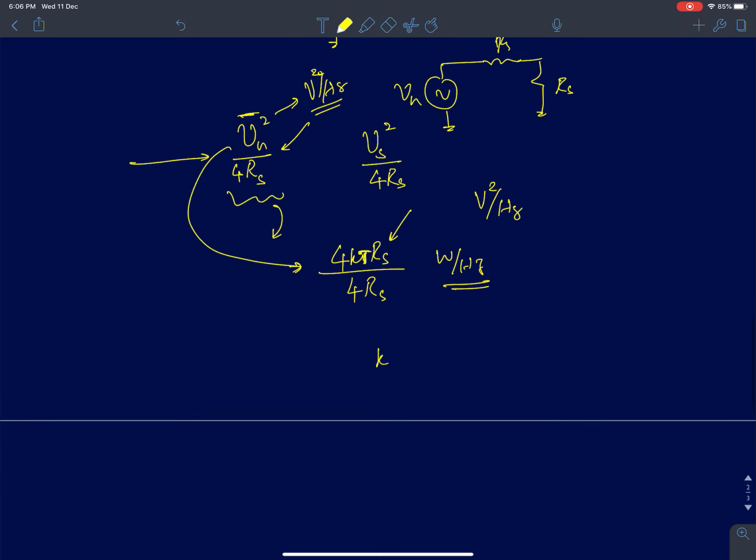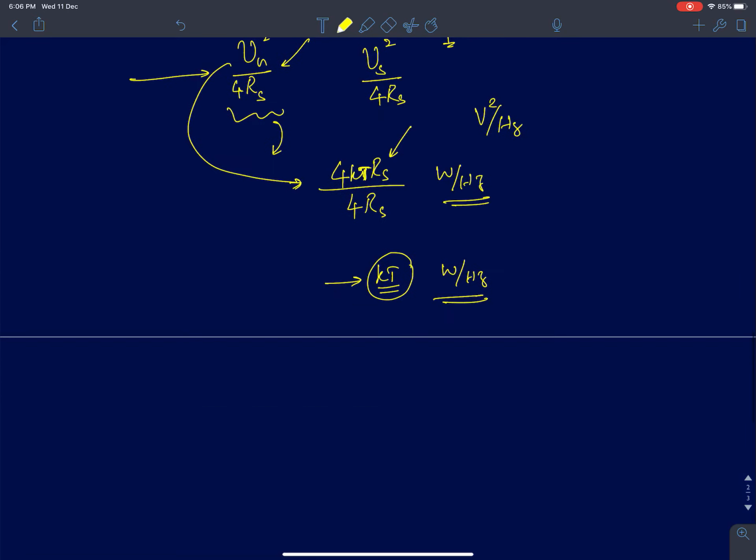Now if you look at this number, it is kT. kT is the available noise power, or the power that a noise source can deliver to a matched load. Now if you look at this number, it is independent of the source resistance. Okay, that's a very interesting result. It's actually independent of the resistance which is generating the noise, when I find the available noise power.